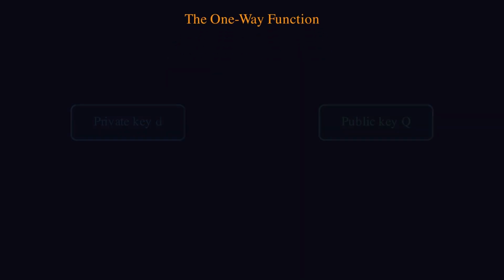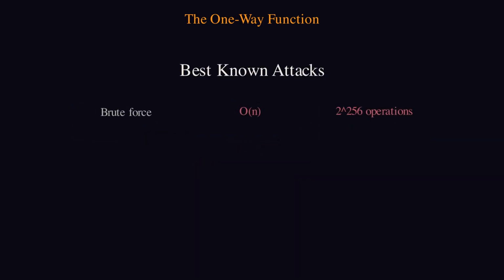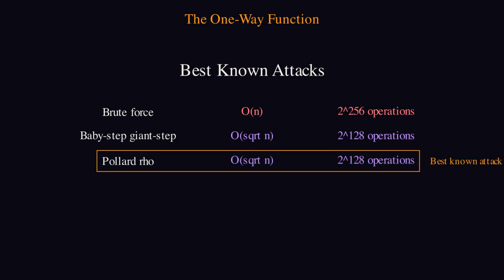The best-known attack on the elliptic curve discrete logarithm problem is Pollard rho, requiring approximately 2 to the 128th elliptic curve operations. Crucially, unlike the classical discrete logarithm in the multiplicative group of a finite field, there is no index calculus attack for elliptic curves. This is precisely why ECC achieves the same security level as RSA with much smaller keys.